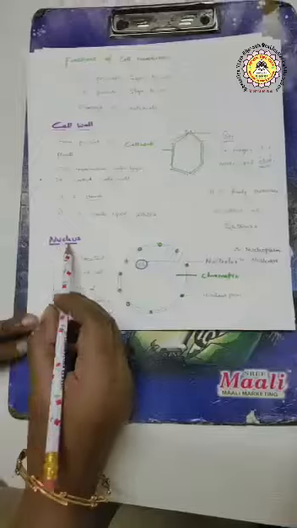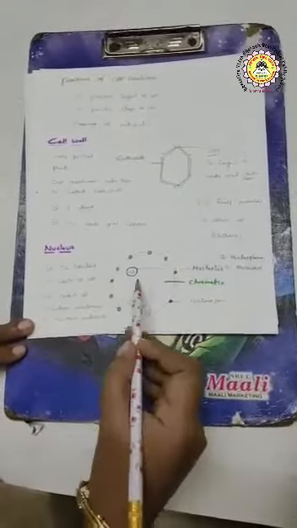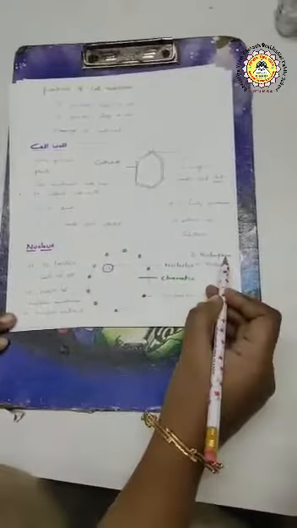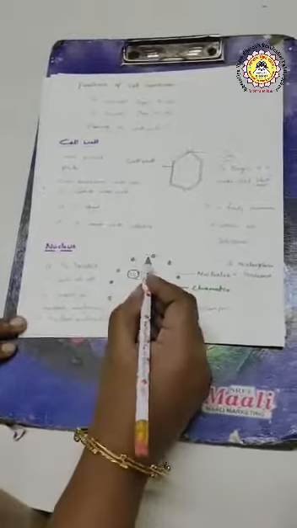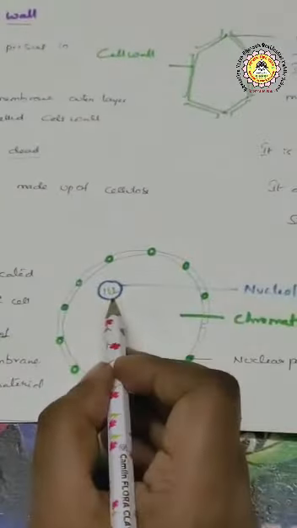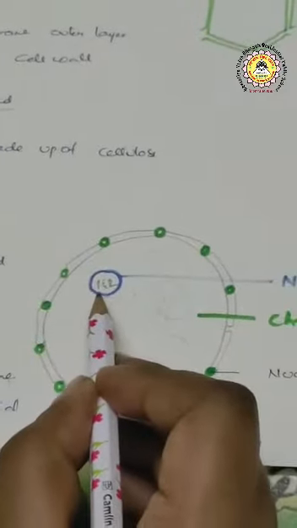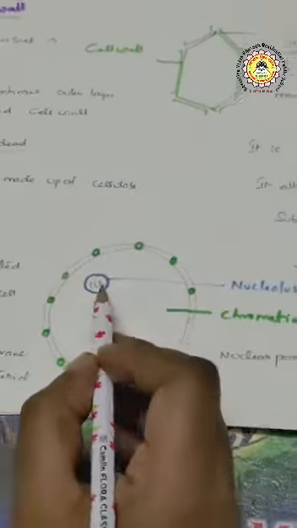Next, the nucleus. It is located in the center of the cell. It consists of the nuclear membrane, nuclear material, nucleoplasm and nucleolus. The nuclear membrane consists of nuclear pores, which exchange material. This is the nucleolus. It is mainly rich in protein and RNA. It is the site of synthesis of ribosomes.